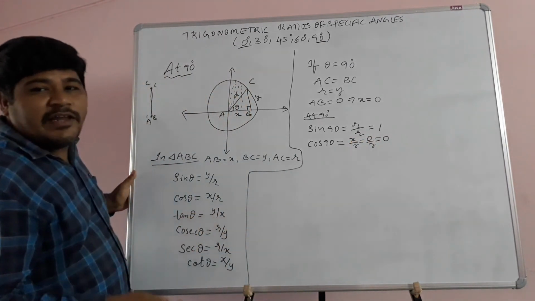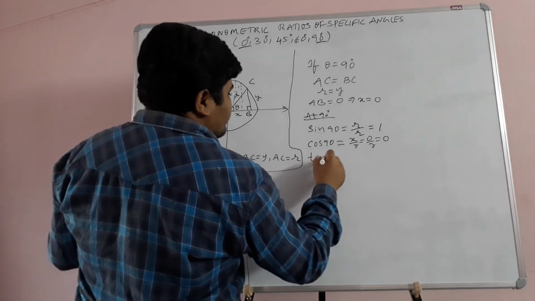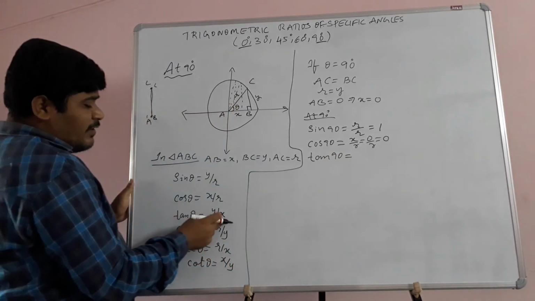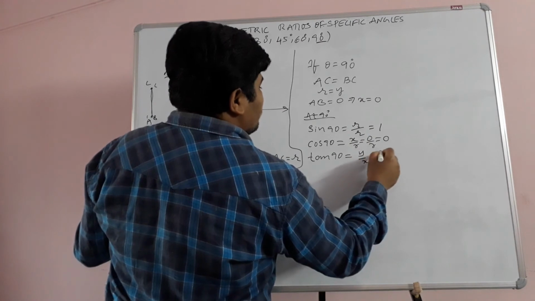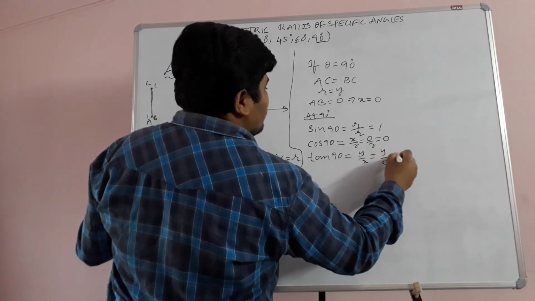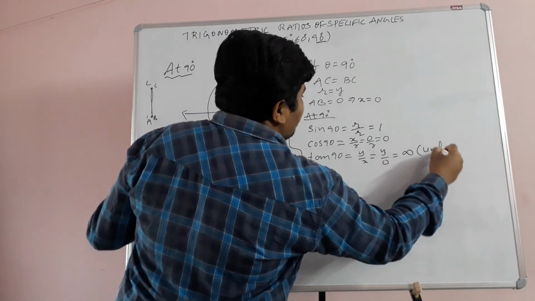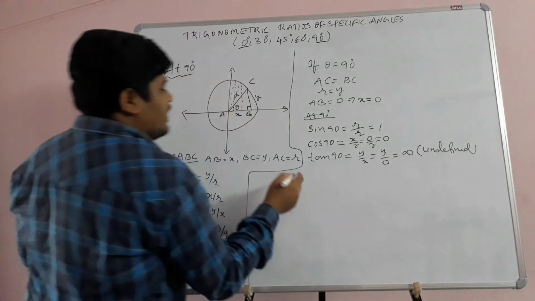So the cos 90 value is 0. Now tan 90. Tan theta is equal to y by x, and the x value is 0. Something by 0 is what? Infinity or undefined. To represent undefined, we use the symbol infinity.